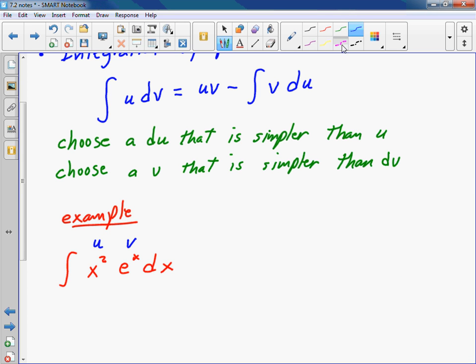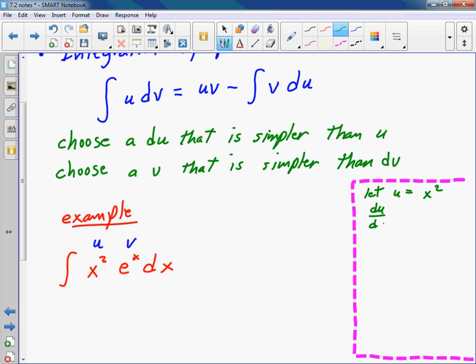So I'm going to make my little sidebar over here, kind of a big one. So we had let u equal x squared, then du dx will equal 2x. Then multiplying both sides by dx, I get du equals 2x dx. And there's one thing that I need right up here, my du.